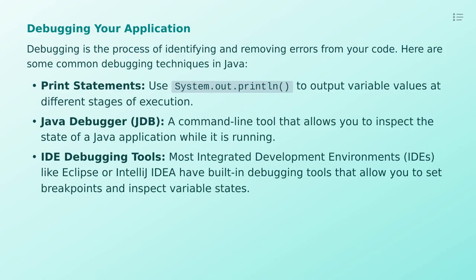Debugging your application. Let's dig in. Debugging is the process of identifying and removing errors from your code. Here are some common debugging techniques in Java. First, print statements, used to output variable values at different stages of execution. Next, Java Debugger JDB, a command line tool that allows you to inspect the state of a Java application while it's running.